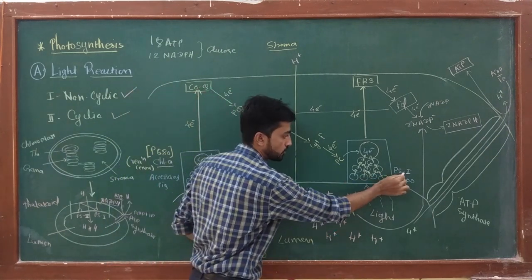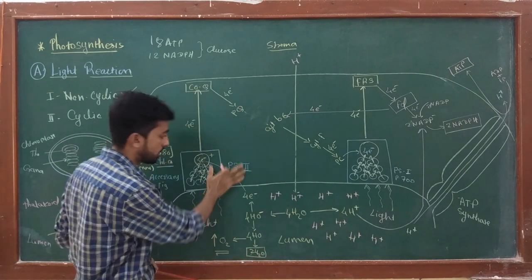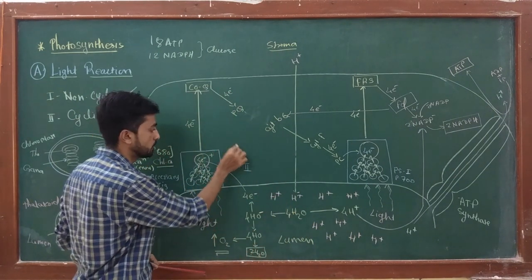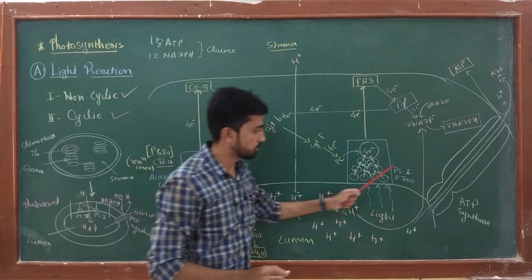Cyclic flow only has photosystem 1. Cyclic photophosphorylation does not require photosystem 2. There is no role of photosystem 2 in cyclic photophosphorylation. Only photosystem 1 plays a part.